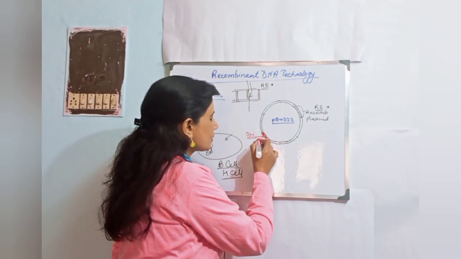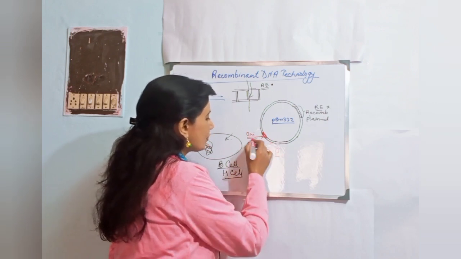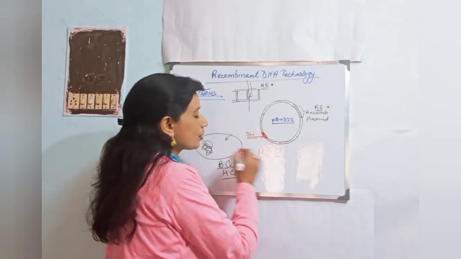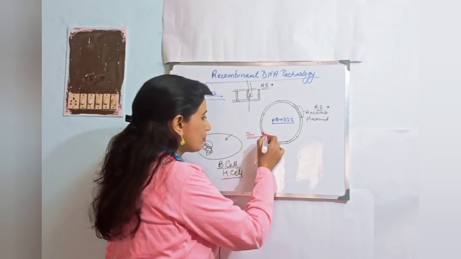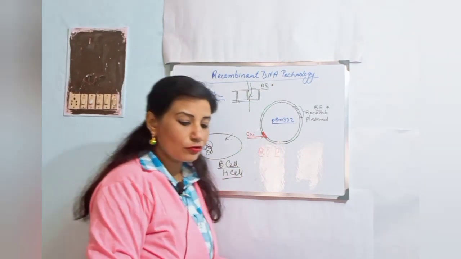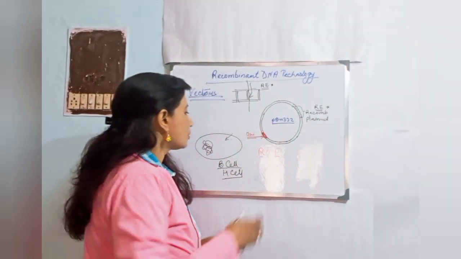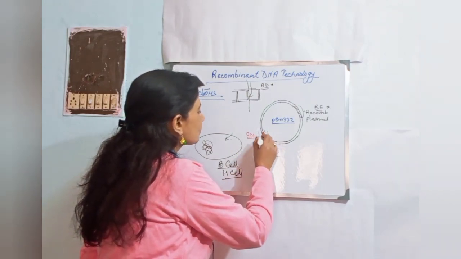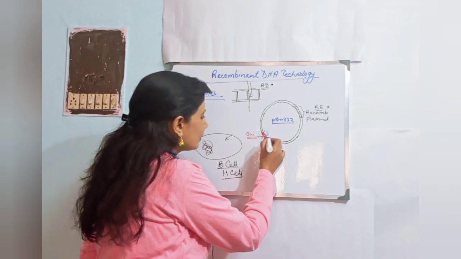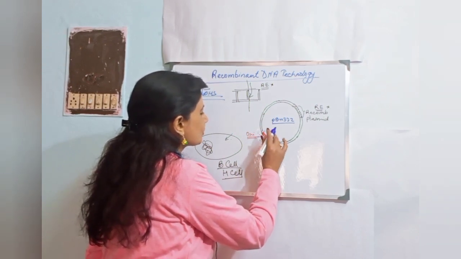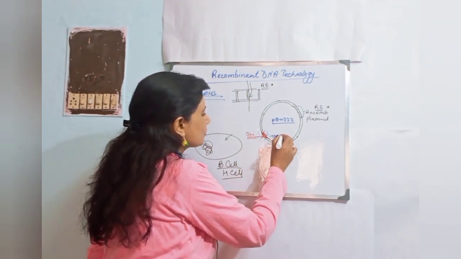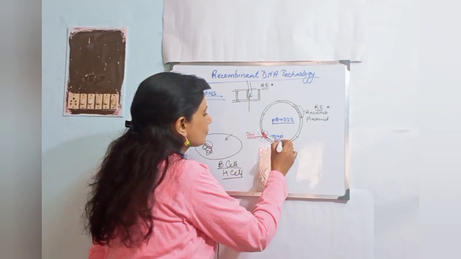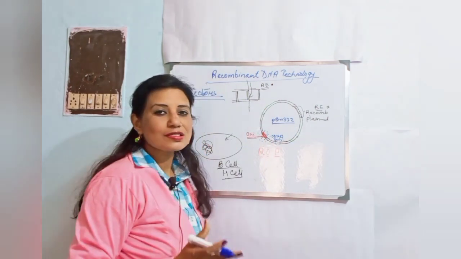It will bind. Here, a protein will be binding to this origin of replication. I will take another color. That means the protein will bind here. Protein binding, and DNA polymerase will be attaching itself. So this is the total mechanism I have.